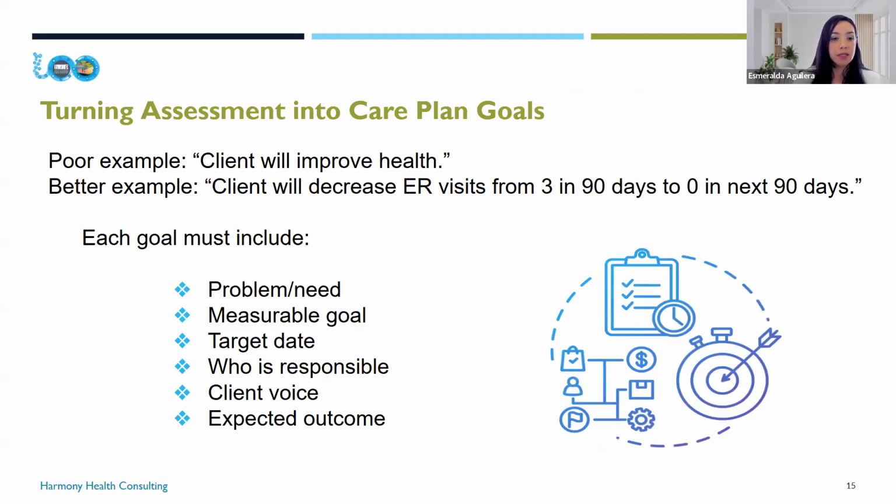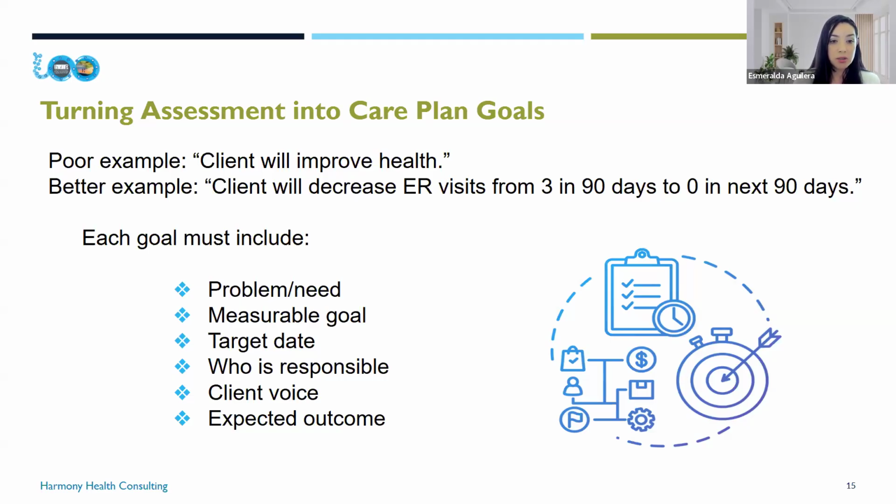All right. So now that we've received a little bit more information on what our comprehensive assessment domains are, as well as the transition of care, I'm going to start talking a little bit more into how we turn these into goals. For example, improved health isn't necessarily a measurable goal. That's just a statement. Reduce ER visits from 3 to 0 in 90 days. Well, that's something that you can measure and you can really support with data.